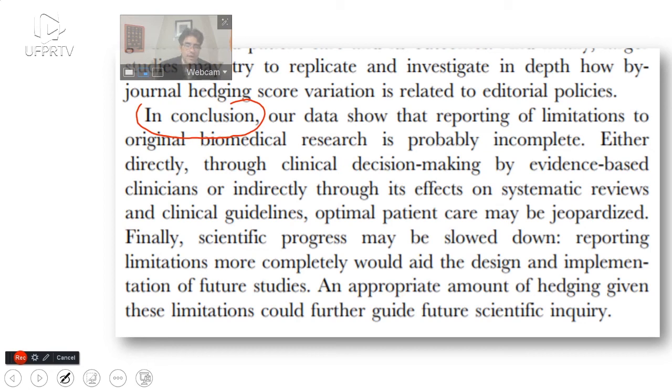And so if you make a move to talk about the future, the fact that you talk about future directions is already an implicit signal that you're ending the article. So here, finally, scientific may be slowed down. Reporting limitations more completely would aid an appropriate amount of hedging, given these limitations could provide future scientific inquiry. And so just the fact that they mentioned the word future already signals to the reader that they are making a move to conclude.